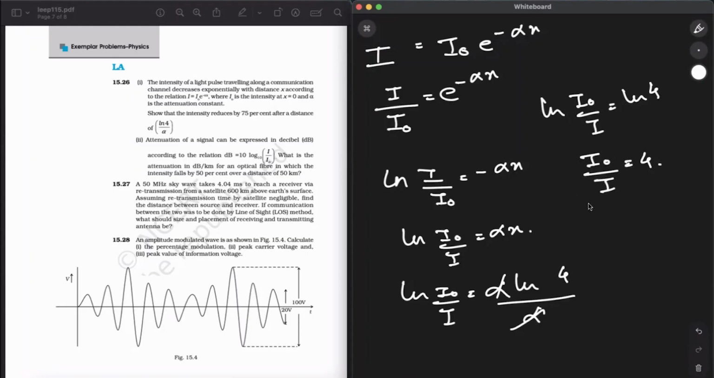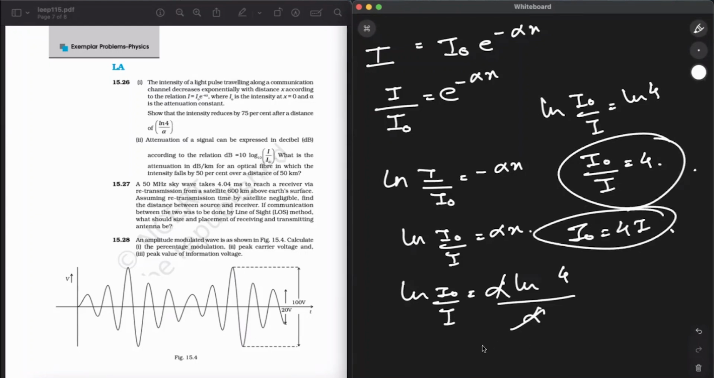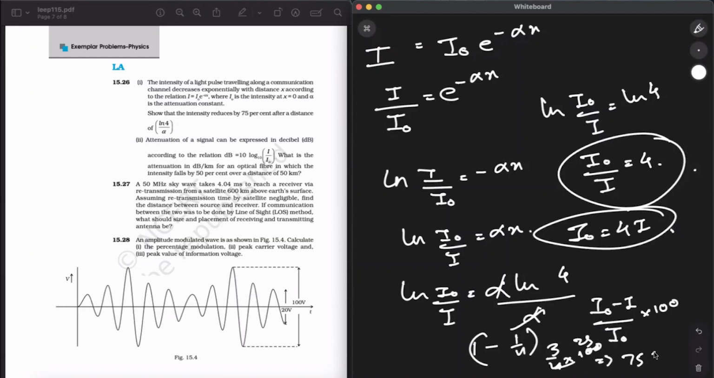We need to find the percentage decrease in intensity. From here I have the value: I naught is equal to 4 times I. Now if you want to calculate the decrease in intensity, it equals I naught minus I upon I naught multiplied by 100. You can write that as 1 minus I upon I naught. So I upon I naught will be 1 upon 4. So it will be 3 by 4 times 100, which is basically 75%.